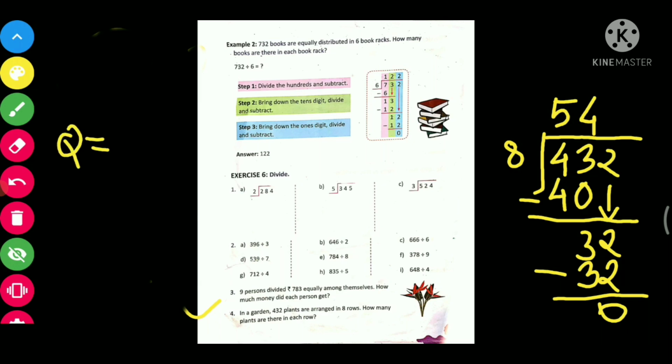Quotient is 54, right? Remainder is 0. So whatever the quotient will be, that will be our answer. So now how many plants will be there in each row? 54 plants will be there in each row. Okay. So I hope that you have understood how to do division, how to compare the numbers, compare the place value, right? How to take two numbers together. Okay.